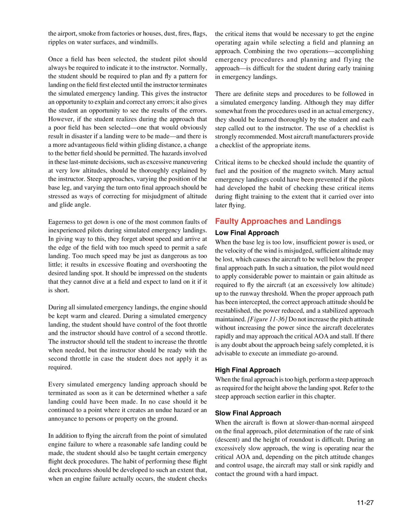During a simulated emergency landing, the student should have control of the throttle and the instructor should have control of a second throttle. The instructor should tell the student to increase the throttle when needed, but the instructor should be ready with the second throttle in case the student does not apply it as required. Every simulated emergency landing approach should be terminated as soon as it can be determined whether a safe landing could have been made. In no case should it be continued to a point where it creates an undue hazard or an annoyance to persons or property on the ground.